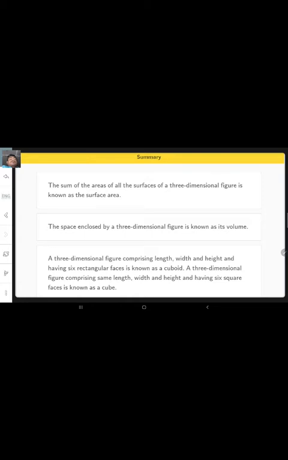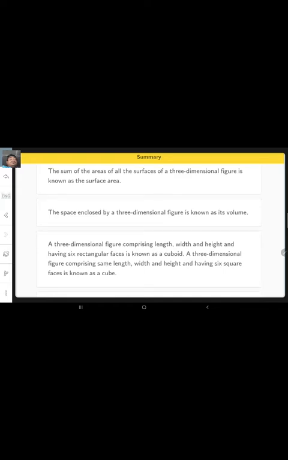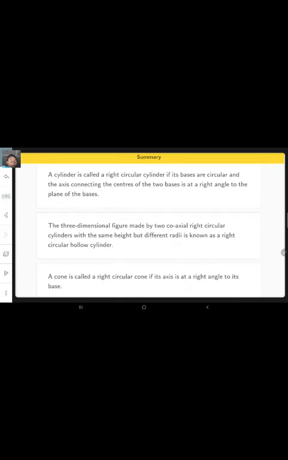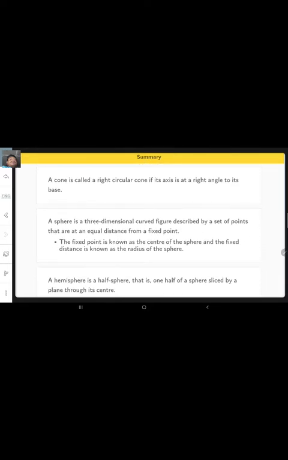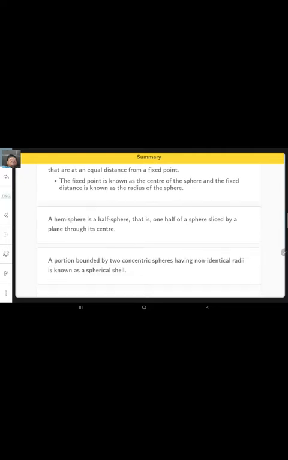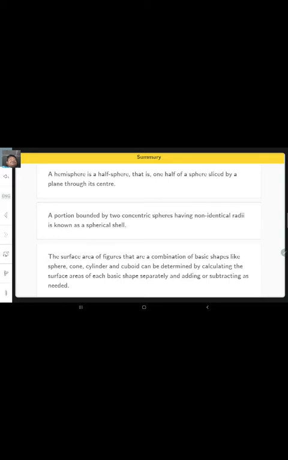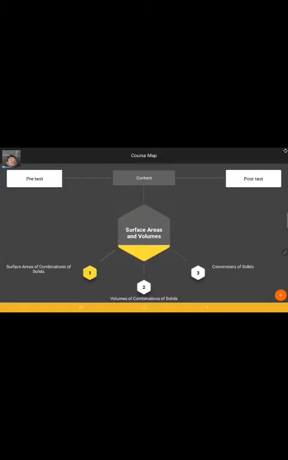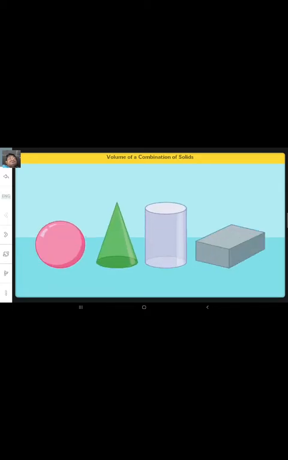Let's summarize what we have learnt in this topic. The volume of figures that are a combination of basic shapes like sphere, cone, cylinder, and cuboid can be determined by calculating the volume of each basic shape separately and adding them.